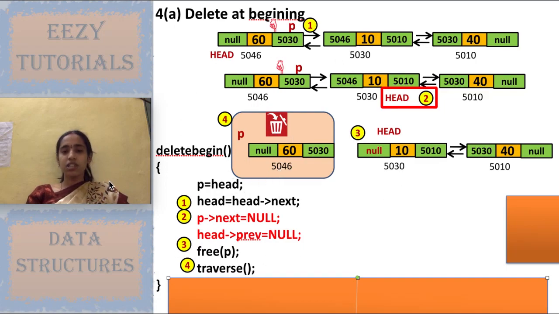So this is deletion at the beginning. I am marking the beginning node with the help of the pointer P. P is equal to head. Now I should not lose the information of head. So I am moving head to the next point and I am making head's previous as null. So head is equal to head of next. Head arrow previous is equal to null. If I am doing that, head is made correct. Now I can delete with the help of the function free of P. So this is how we will be deleting a node at the beginning.